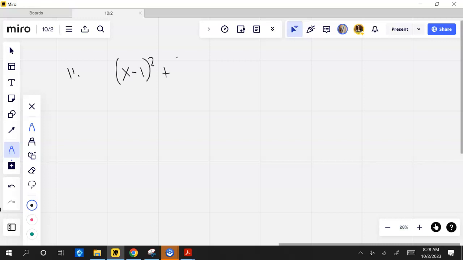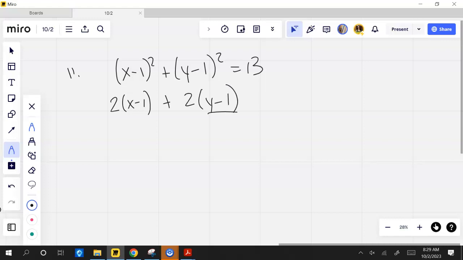X minus 1 squared plus y minus 1 squared equals 13. Let's do the derivative. So I'm going to do 2 times x minus 1, and then I'm going to chain it, but the chain here, the derivative of x minus 1 is just 1, right? But on the second piece, what's the derivative of y minus 1? dy dx. Derivative of 13 is 0.